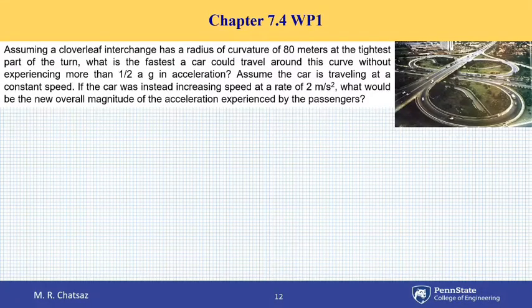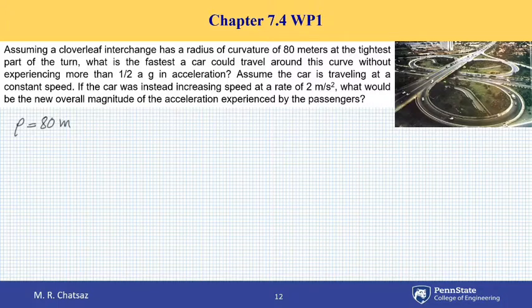Hello and welcome back. Here we have a problem which is basically a curvilinear motion type of problem. We're looking at a cloverleaf interchange that has a radius of curvature of 80 meters at the tightest part. So I'll write rho equals 80 meters.